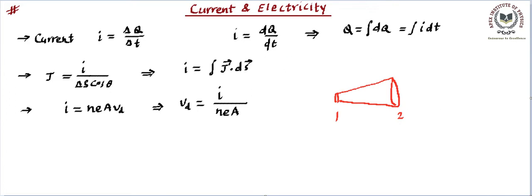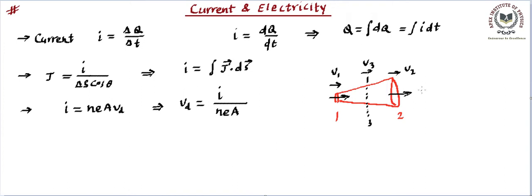So you might be asked this kind of question, that let's say at this point 1, drift velocity is v1, at this point 2, drift velocity is v2. Let's say there is another cross-section that we are considering. Here the electrons are drifting with velocity v3, and you might be asked to compare v1, v2, v3. Since this is a conductor, what we need to remember is that in a conductor whatever current goes in, that comes out.